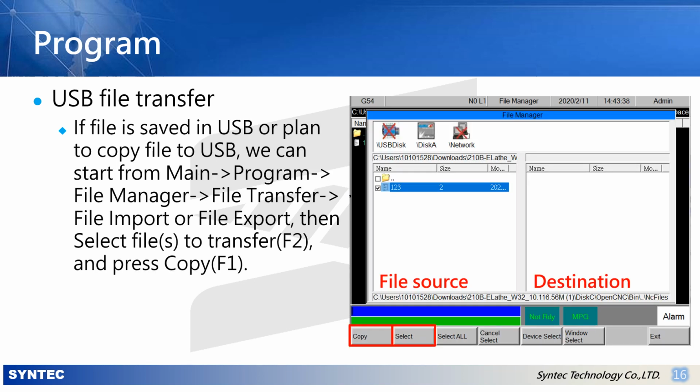To save file to USB or copy file from USB, press F2 Program on main screen, then F8 File Manager, F4 File Transfer, and press F1 to import or F2 to export, then press F2 to select file or files to transfer, and press F1 to copy file.